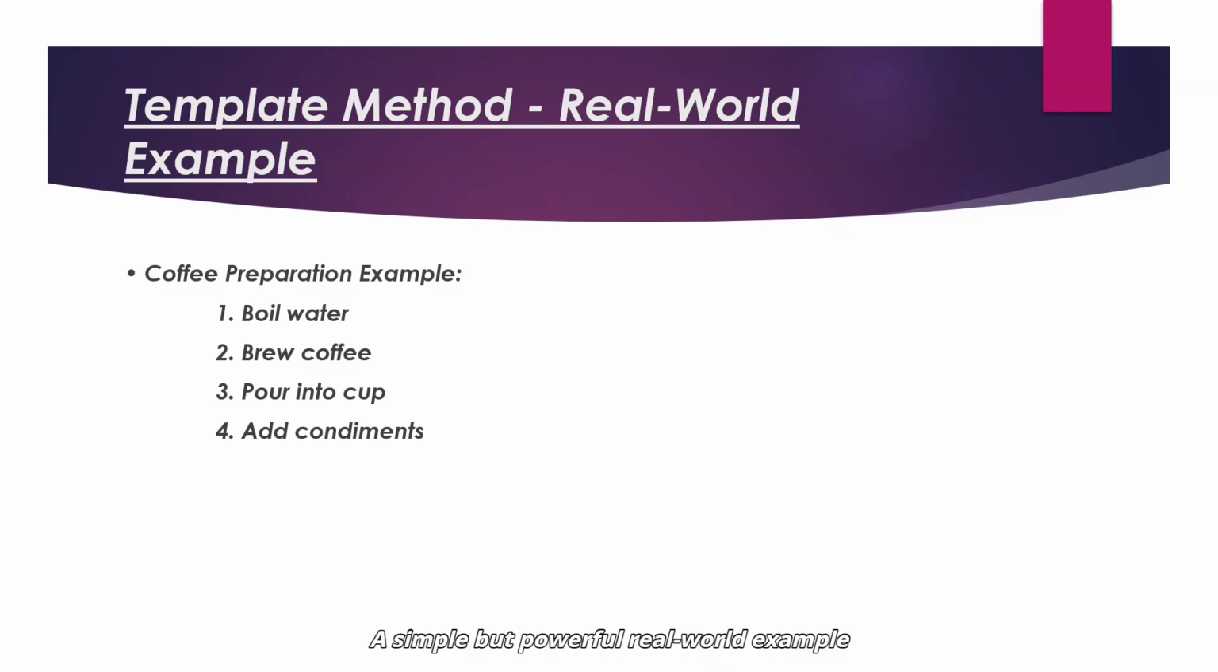A simple but powerful real-world example is making coffee or tea. The process looks like this. First, you boil water, then brew the drink, pour it into a cup, and finally you add condiments. While brewing coffee and tea involve different processes, steeping tea leaves versus dripping ground coffee, the high level steps remain exactly the same. That's the essence of the template method. Fix the structure, allow flexibility where needed.